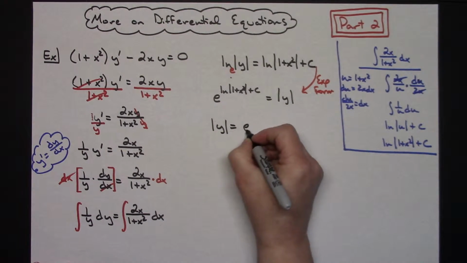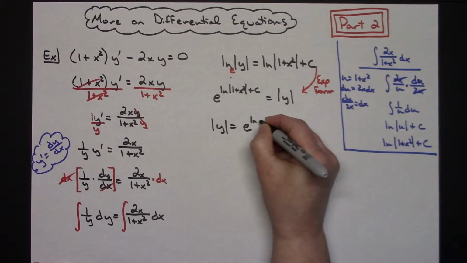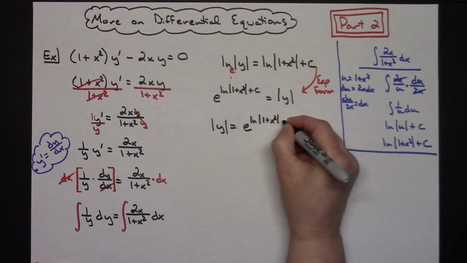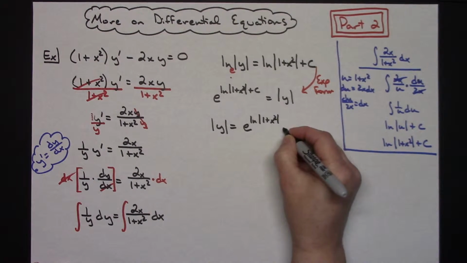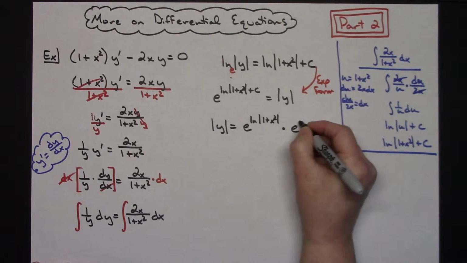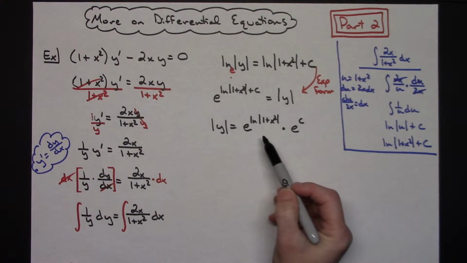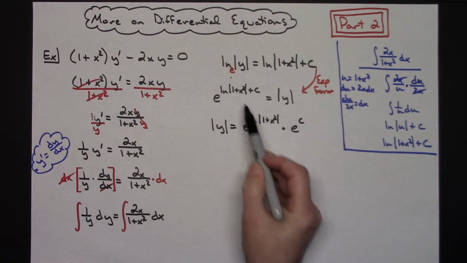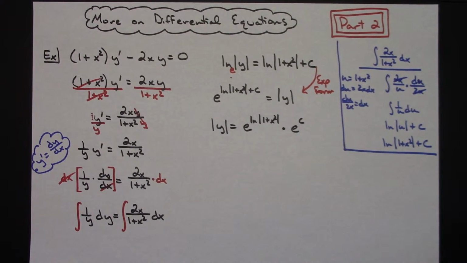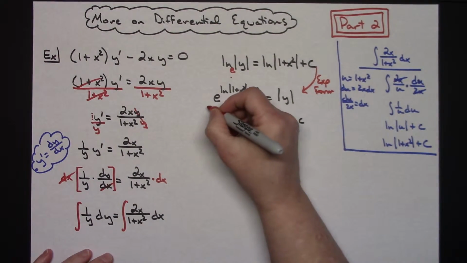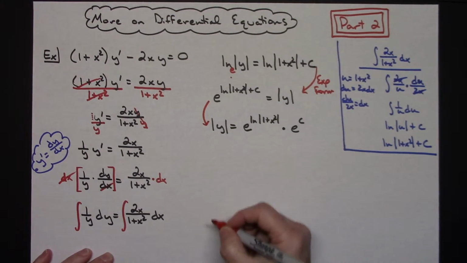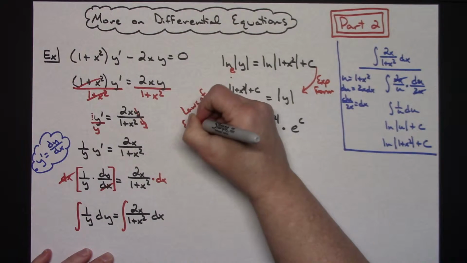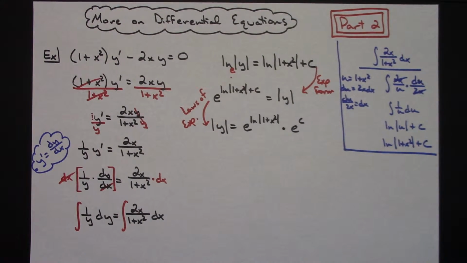That's going to give me an e raised to the natural log, absolute value 1 plus x squared, times an e to the c. Laws of exponents: when multiplying like bases, you add those exponents. So I had addition up here, and I can break it back down. I want to make sure that we're identifying what we're doing here. That is laws of exponents. So that's where that came from.